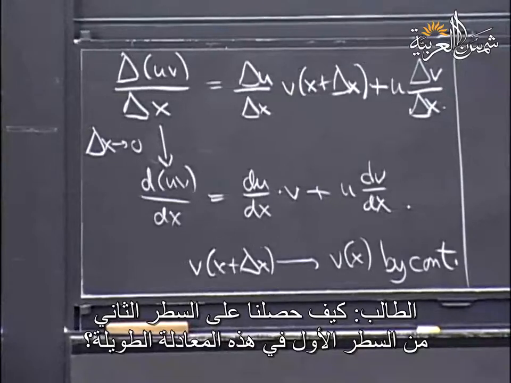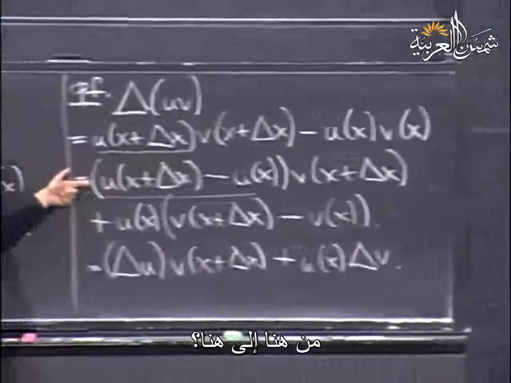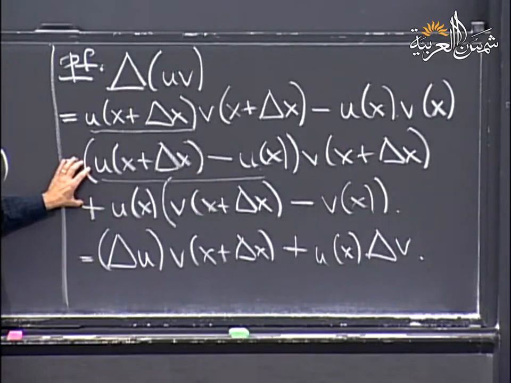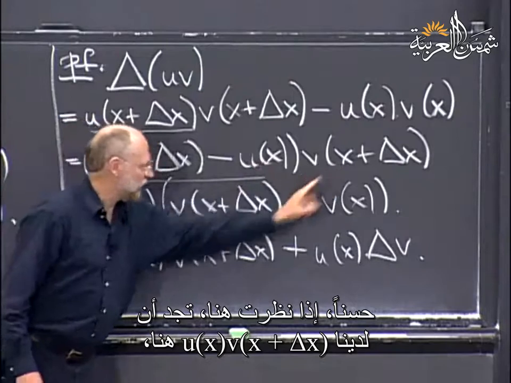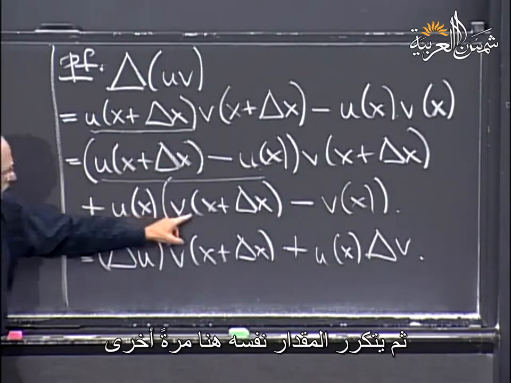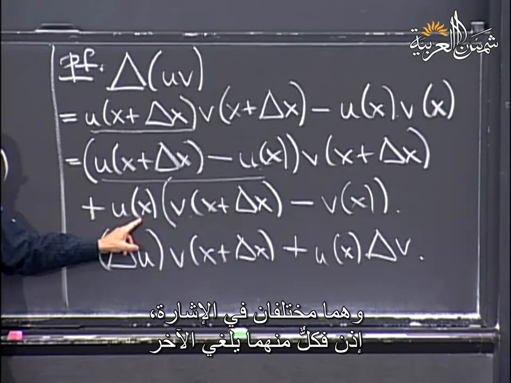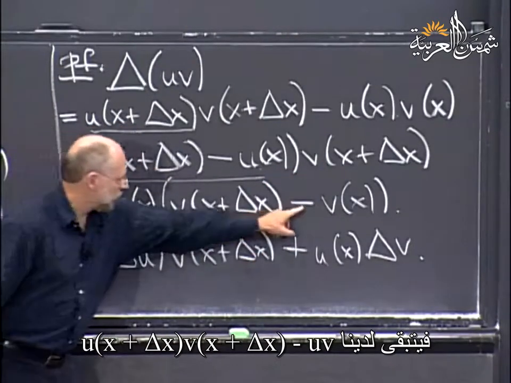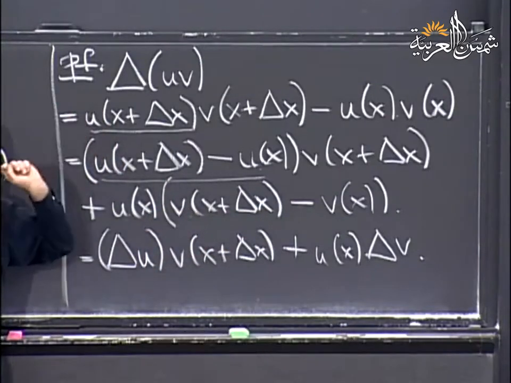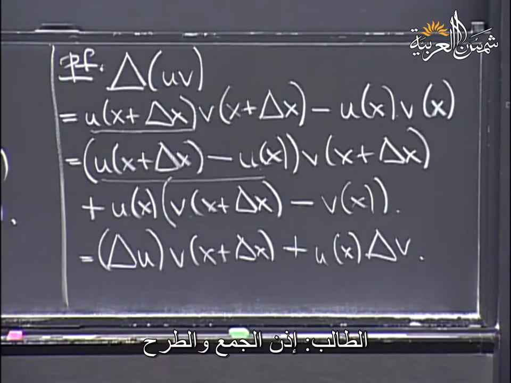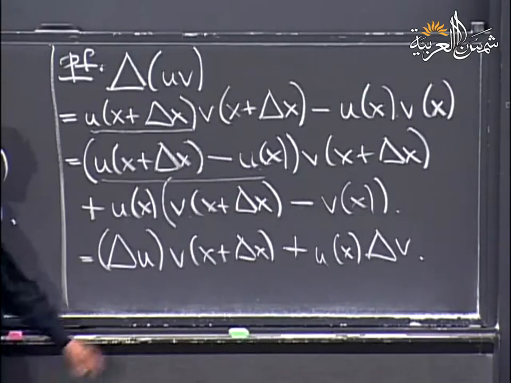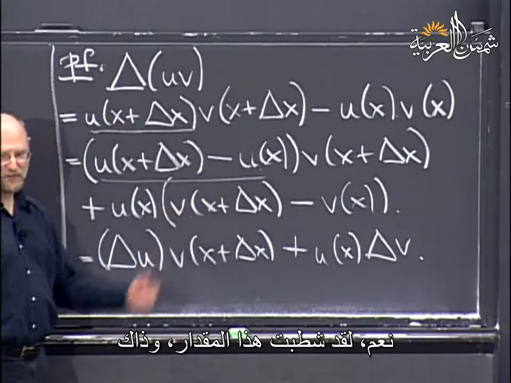Yeah? How did you get from the first line to the second of the long equation? From here to here? Well, maybe it's easiest to work backwards and verify that what I wrote down is correct here. So if you look, there's a u times v of x plus delta x there, and there's also one here. And they occur with opposite signs. So they cancel, and what's left is u of x plus delta x times v of x plus delta x minus u times v, and that's just what I started with. What is the addition and subtraction? They cancel, right? I canceled out this term and this term, and what's left is the end.